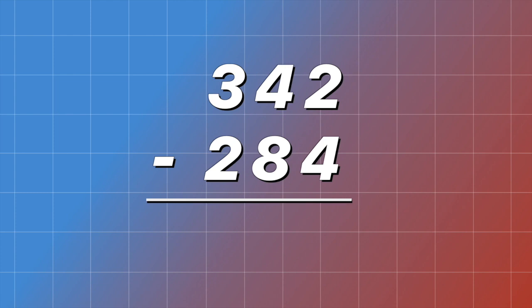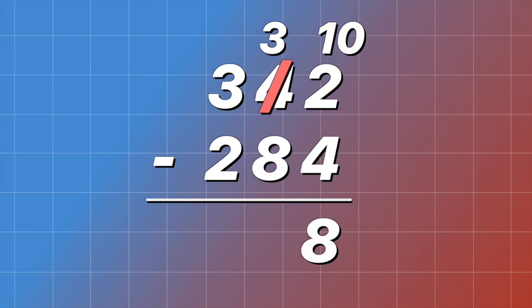We start by subtracting the units. 2 minus 4 isn't possible without borrowing a 10. To resolve this, we borrow a 10 from the tens column, changing 4 to 3. We add 10 to 2, making it 12. Then, we subtract 12 minus 4, resulting in 8. We write this below the horizontal line in the units column.